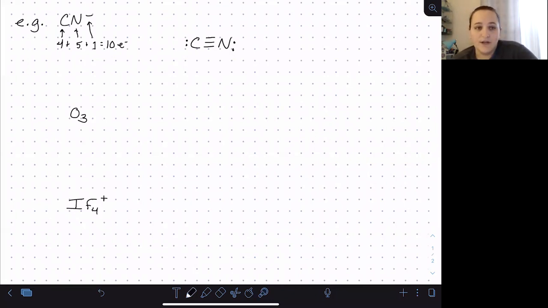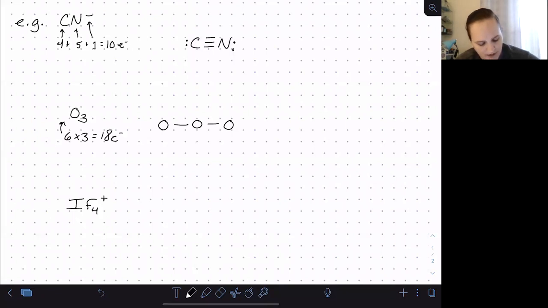For O3, we have 3 atoms of the same element. So 1 oxygen in the middle with 1 on both sides. Each oxygen atom brings 6 valence electrons with it. So we have a total of 18 electrons that we need to place.